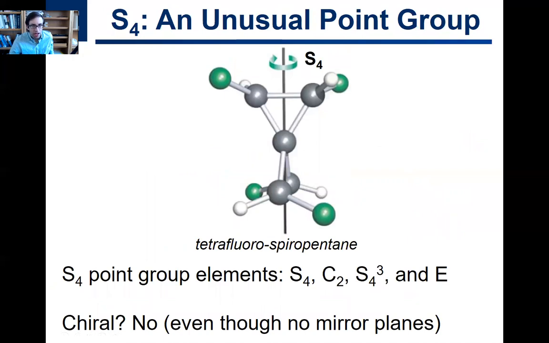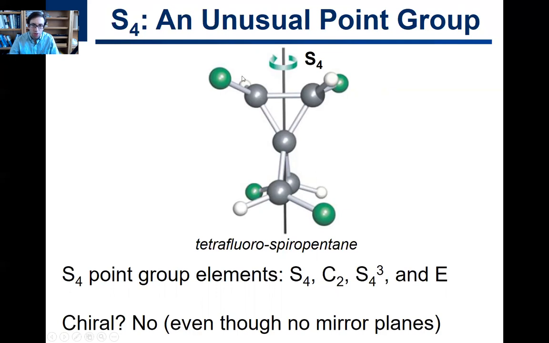Here's an example of something that doesn't have a mirror plane, but also isn't chiral. So your classical organic chemistry definition here would mislead you, looking for a mirror plane. This is an S4 point group molecule, tetrafluorospiropentane. And it has the following symmetry elements: S4, C2, what I'm calling an S4 to the third. That means do an S4 three times, okay? And it also has an identity, right?